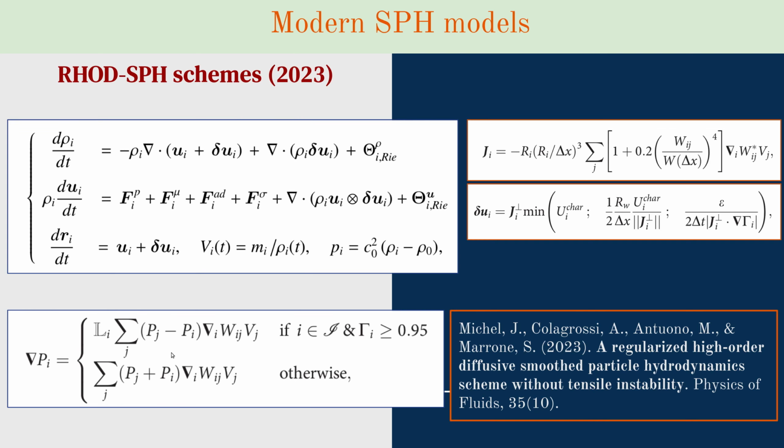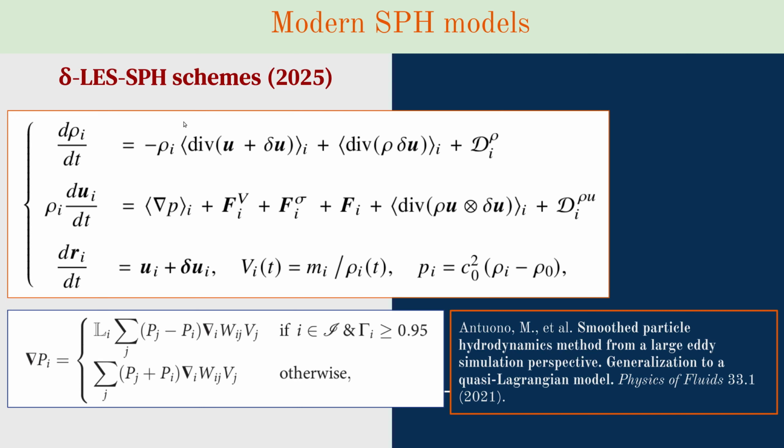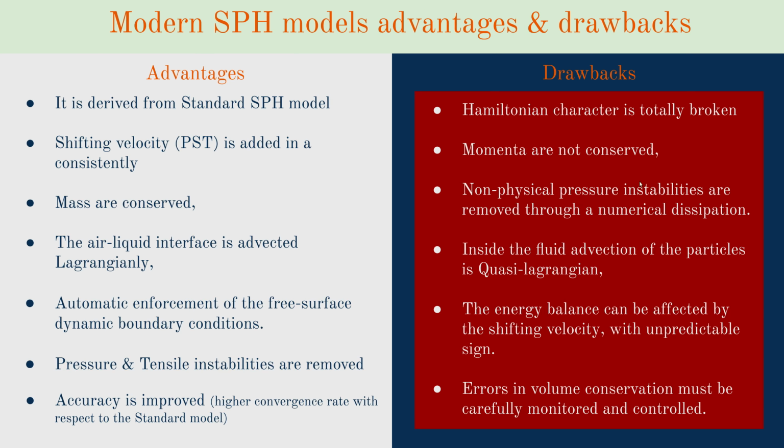Tensile stability is addressed by modifying the pressure force. Inside the fluid, a second-order formulation is applied, while near the free surface, the classical standard SPH pressure formula is retained. This is the delta-less SPH scheme, which is very similar to the rod SPH. The main difference is that, in addition to the standard numerical diffusion, it also includes a contribution from a subgrid model, which is necessary to perform large eddy simulations.